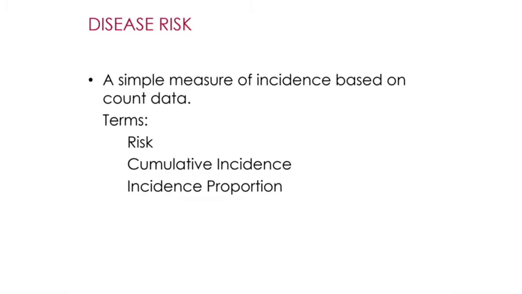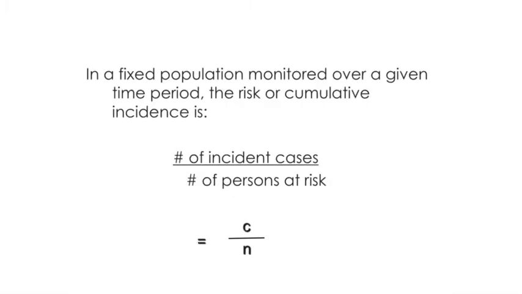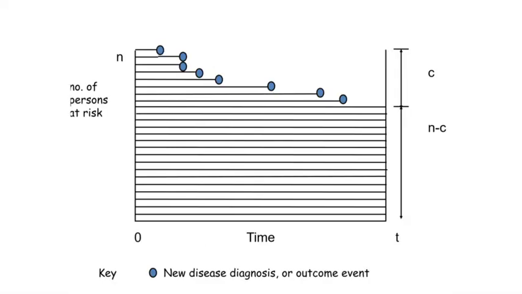Disease risk is a simple measure of incidence based on count data. Other terms that might be used besides risk are cumulative incidence or incidence proportion. In a fixed population monitored over a given time period, the risk or cumulative incidence is the number of incident cases divided by the number of persons at risk. So again, looking at our graphic here, the number from 0 to n is the number of persons at risk, and the number over here shown as C is the number of disease events.